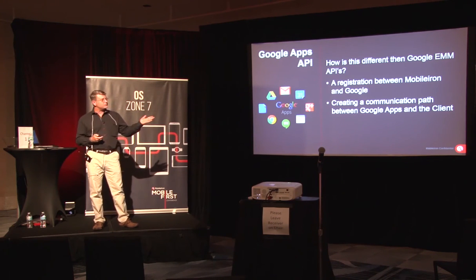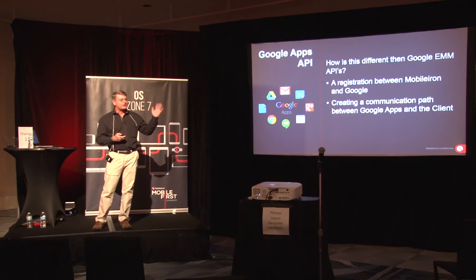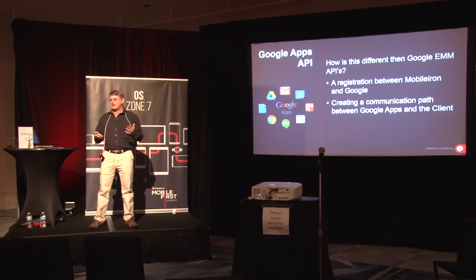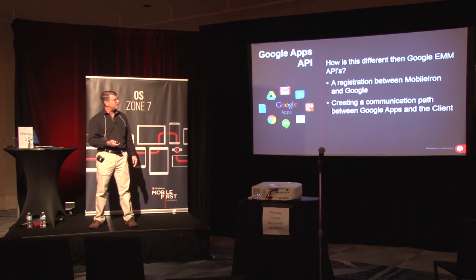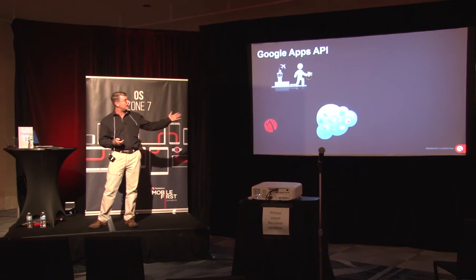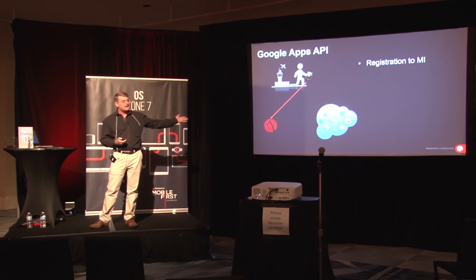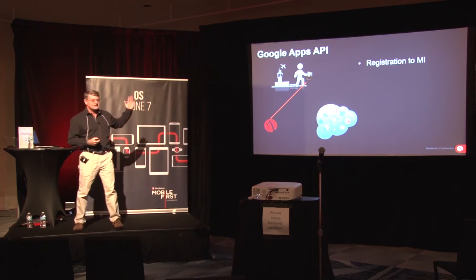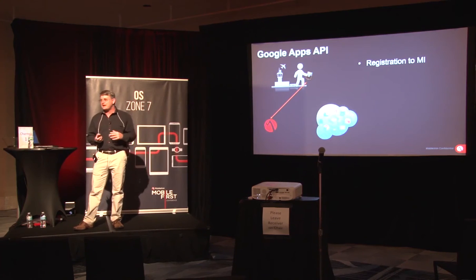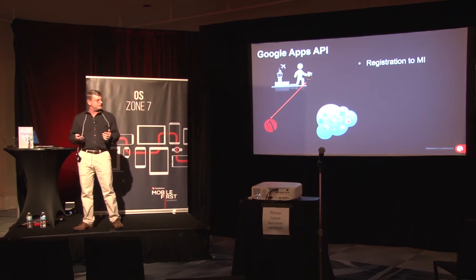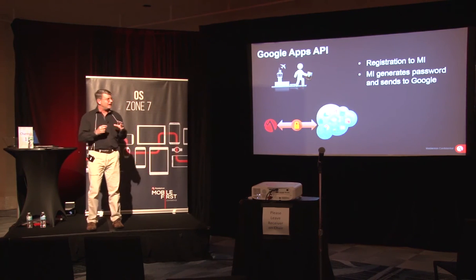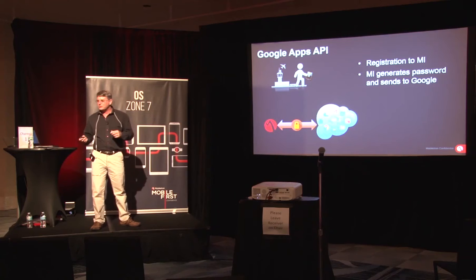So it's a registration between Google and MobileIron, and it creates a communication path between Google Apps and the client, right? That's what it appears to be. So Google Apps API: a user's out there, trying to get his email. He sends a request to MobileIron and says, hey, give me my email client and my configuration. Before we do that, we actually generate a password in the background, and we send that password to Google.